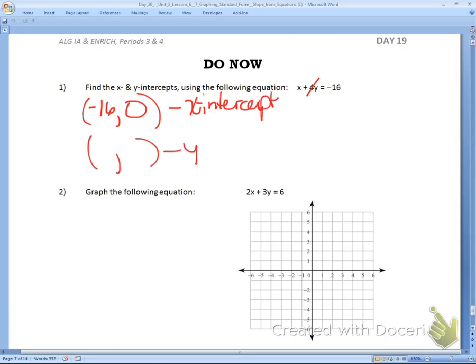Our y-intercept is when x is equal to 0. Again, it's a point or an ordered pair. So if x is equal to 0, you can cross off your x term and you see you have 4y minus 16. You do have to get your y all by itself, so I'll divide both sides by 4. Therefore, y is equal to negative 4. So there's your y-intercept, 0, negative 4.